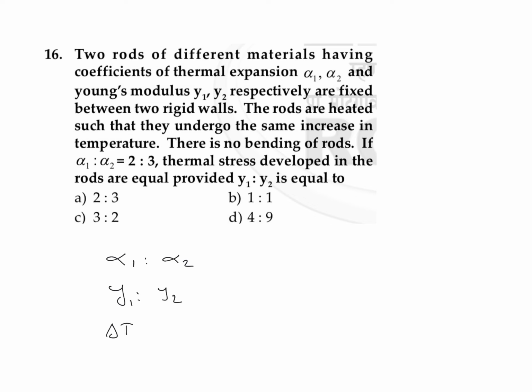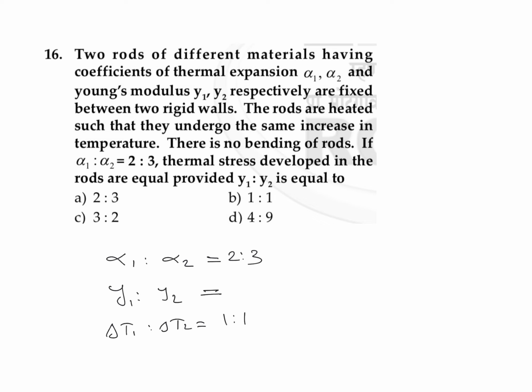So we can write the value of delta T in the first situation and delta T in the second situation are the same, or you can write them in the ratio 1:1. Same increase in temperature. There is no bending of the rod. If alpha 1 to alpha 2 is given as 2:3, and the thermal stresses developed in the rods are equal, then Y1 is to Y2.